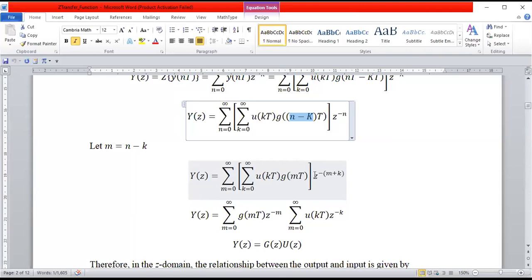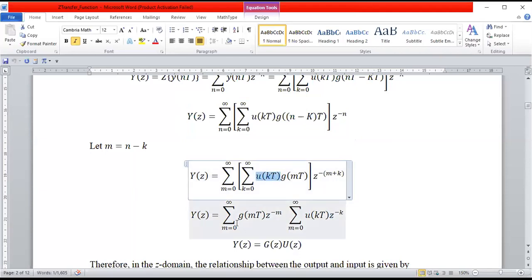And so Z minus M plus K is equal to Z minus M, which we have here, and Z minus K, which we have here. So we are simply separating the M from the K. So we put the U of K here. We put the G of M here. Then we separate the summation. The M summation, we put it here. Then the K summation, we put it here.